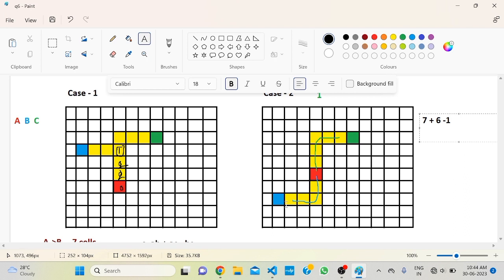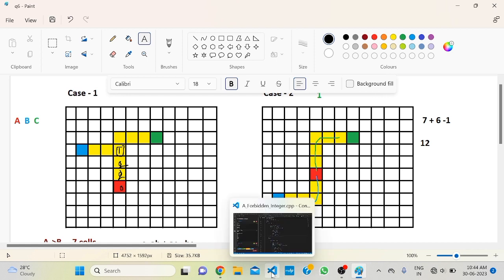If we have summed up this and this, and now check from B to C the total path. 1, 2, 3, 4, 5, 6, 7, 8, 9, 10, 11, 12. Okay. So here it is coming 12. So 7 plus 6, 13, minus 1, 12. So yes, both of them are correct. So we will do like this. So let's check the code.